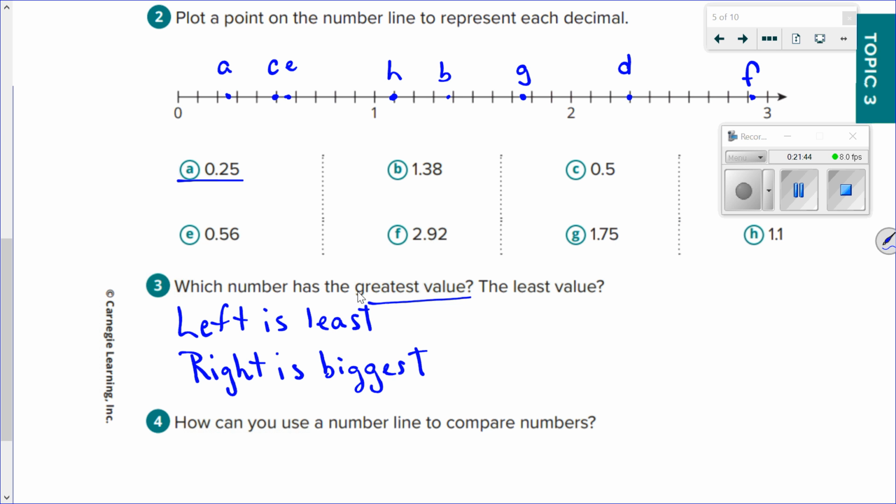So when we're comparing numbers, that's really all we're doing. It's saying on the number line, is it further left or further right? That tells me bigger or smaller. Okay? So how can I use a number line to compare numbers? Using those rules. So if you didn't write those rules down yet, please make sure you do. Everybody good? Let's go ahead and turn the page.